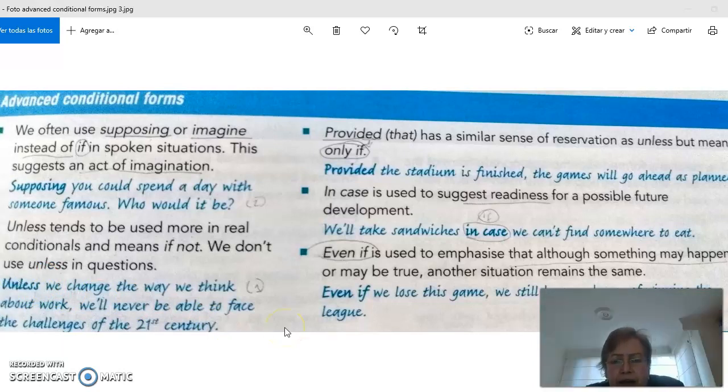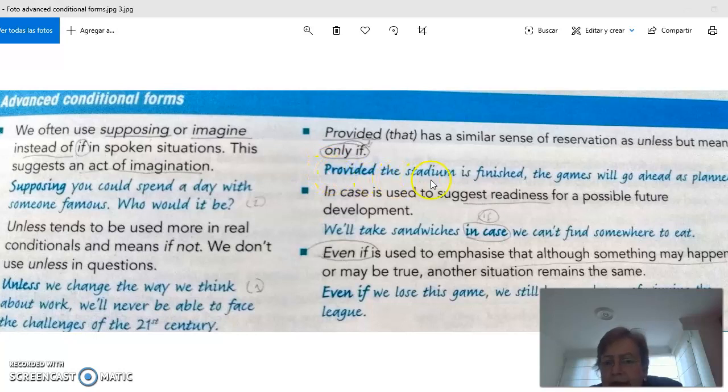Okay, our next advanced conditional form is the use of provided or provided that. Notice that "that" is in brackets. It means that it is optional. So provided has a similar sense of reservation as unless, but means only if. So instead of using only if, we use provided. Let's see the example.